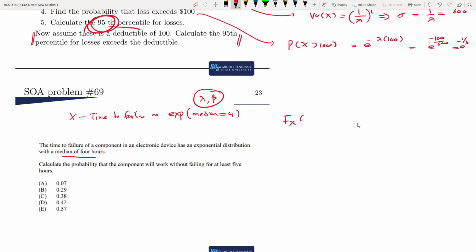I have F(b), the median, equal to 0.5. Now b is given, which is 4. Median equals 4, so that means F(4) equals 0.5. Let's use the parameter lambda. Then this is 1 minus e to the power negative 4 times lambda equals 0.5. What I'm trying to do is find lambda. That gives me e to the power negative 4 lambda equals 0.5. Now I take the natural log of both sides.